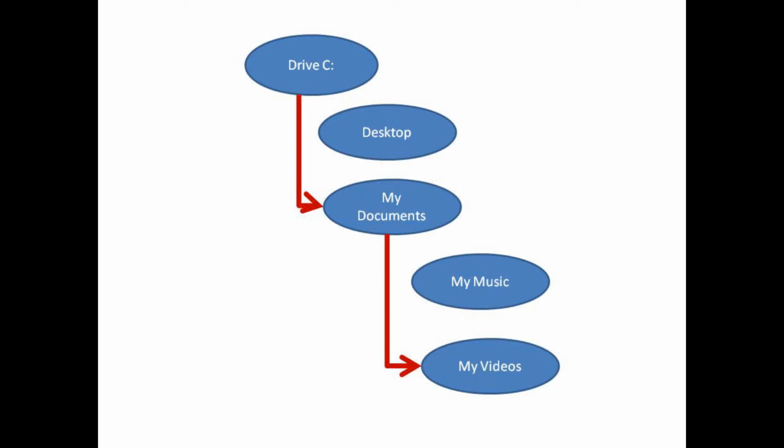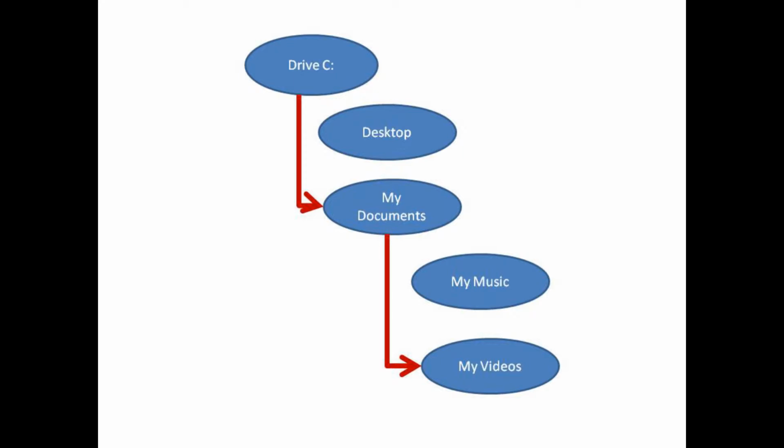Please take notice of the outline that I have here. My Music and My Videos are on the same level, so the path can only take one directory or one subdirectory underneath it at a time. There cannot be more than one directory in the same level. Also take notice that My Music is a subdirectory to My Documents and can take that path, and My Videos is another subdirectory to My Documents, and you can select that path.